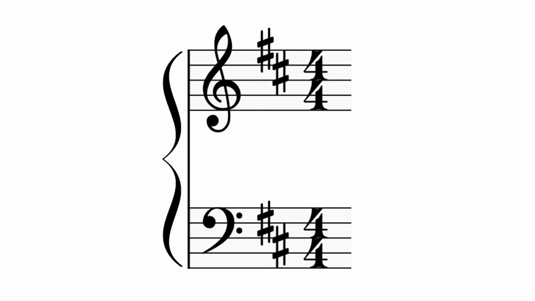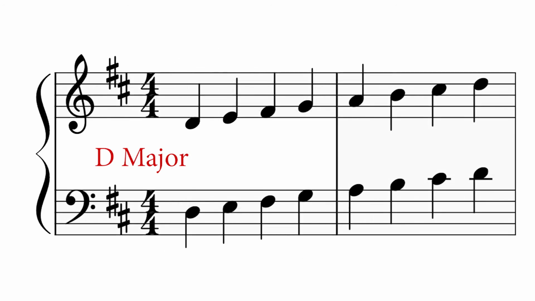How many sharps do we have? 2. What are they? F sharp and C sharp. What key signature is this? Key of D. So, what scale would you play? D major scale. How many sharps are in the D major scale? 2. What are they? F sharp and C sharp.